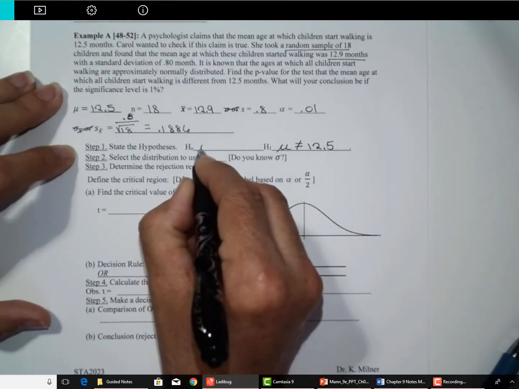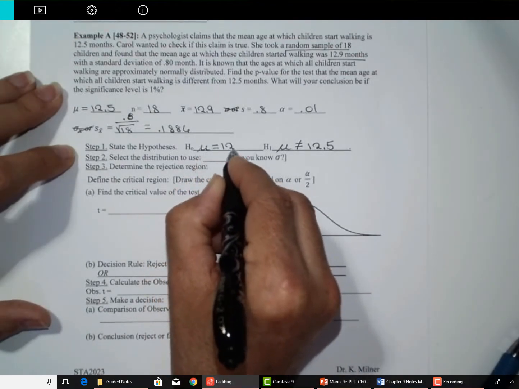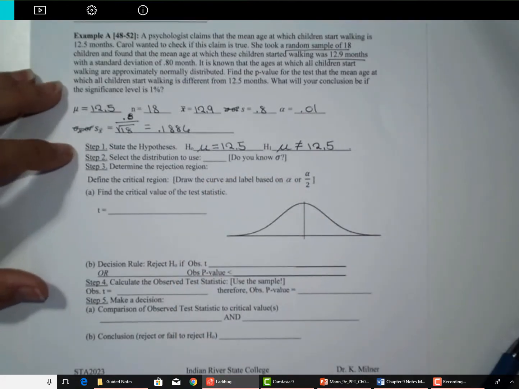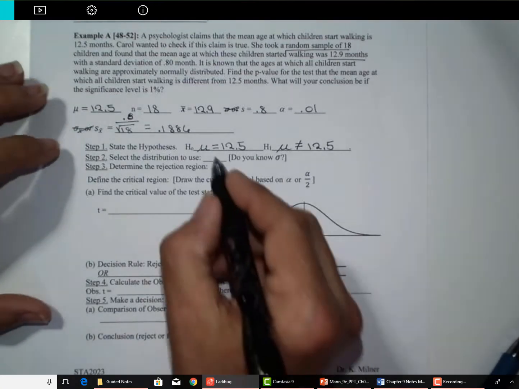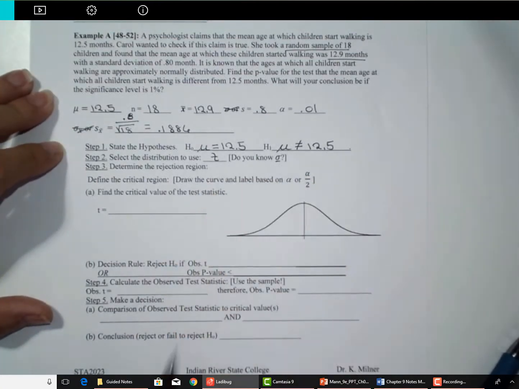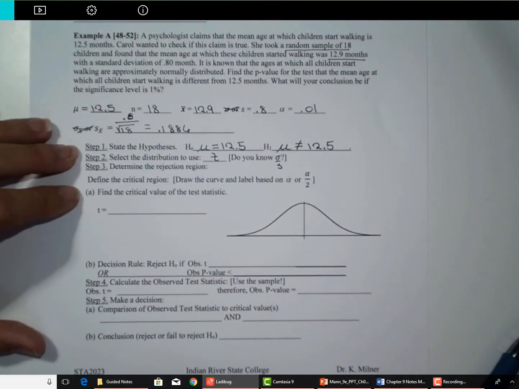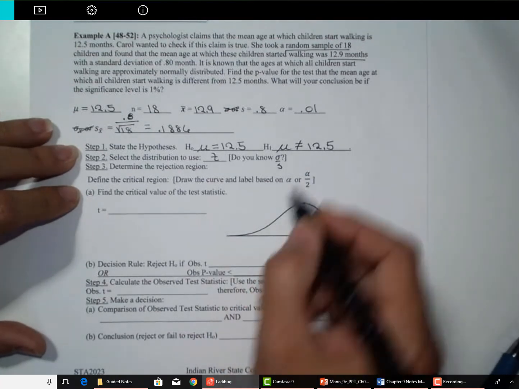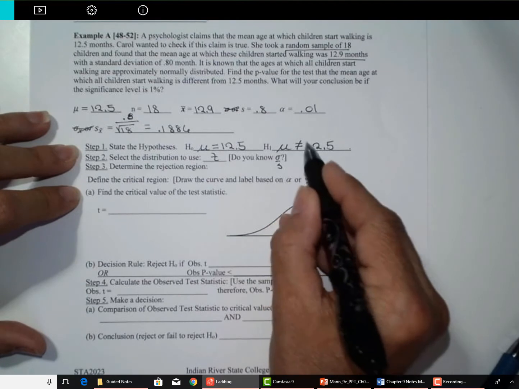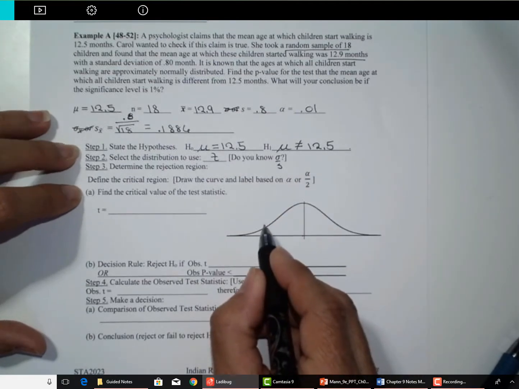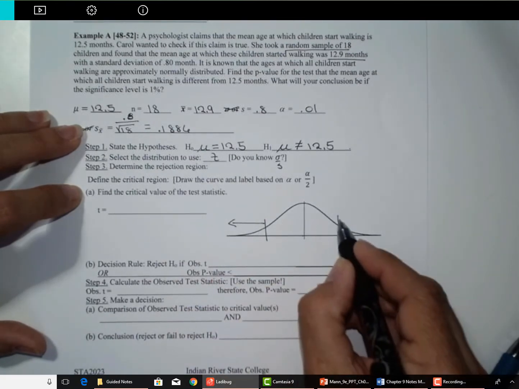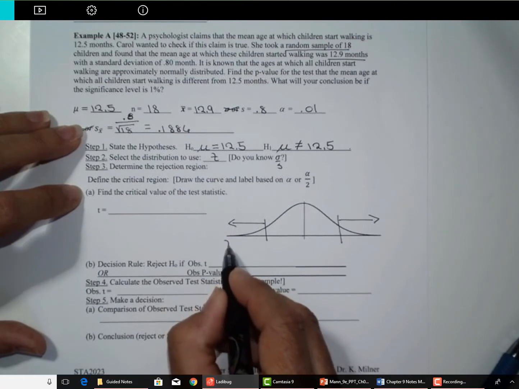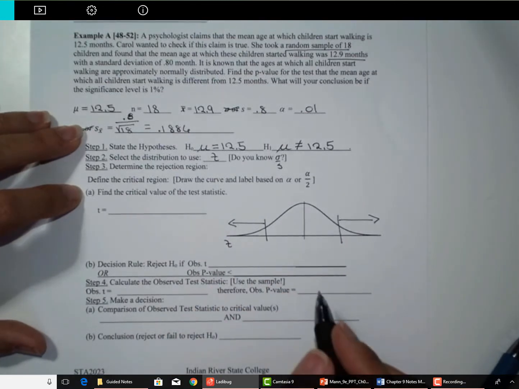What's the null hypothesis? Well, the null hypothesis is that the claim the psychologist made in the beginning was true, and the mean age that children start walking is 12.5 months. Which distribution? Since we don't know sigma, since we only have S, we have to deal with the t-table. Now let's look at our critical region. First, we have to define our rejection regions. Because we have not equal in the alternative hypothesis, we're going to have to split this and have a rejection area in each tail. We do this the same way we did it before, but I'm just going to note that we're going to be getting t-values down here instead of z's.